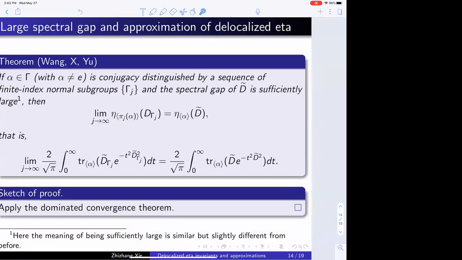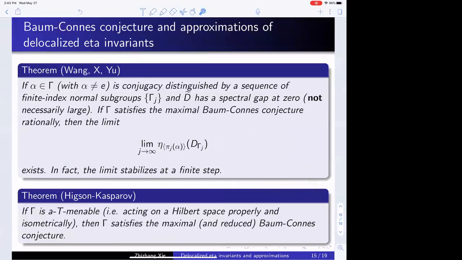But then we have to appeal to something else. So here's another theorem, related to the Baum-Connes conjecture. Let me explain the statement. This is another theorem we proved in the paper.